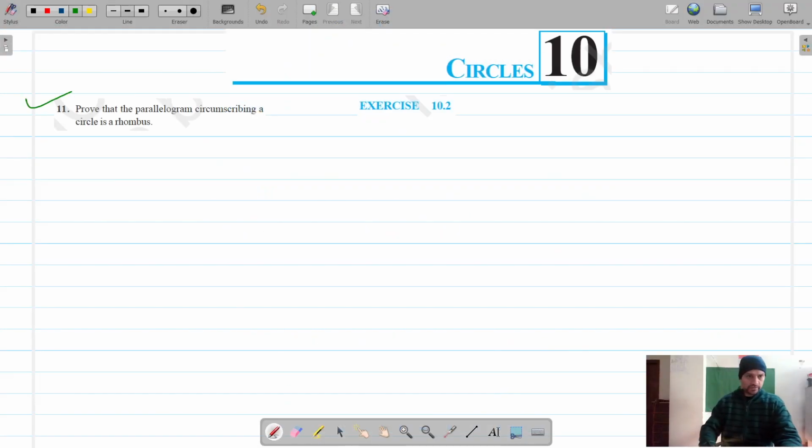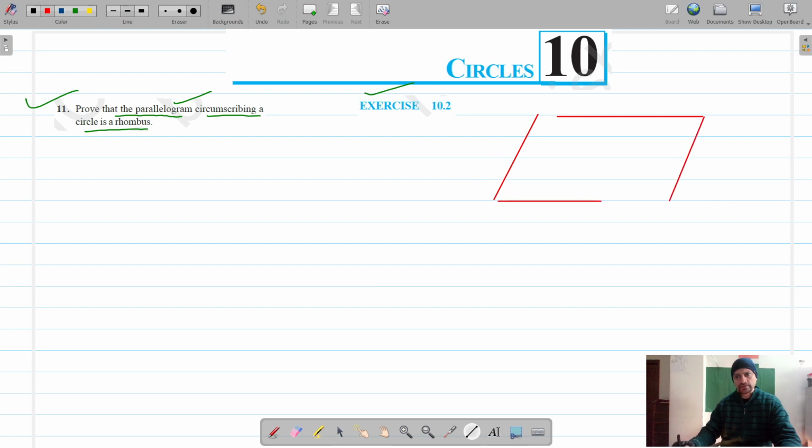Yes, welcome to Pratham Science Academy classes, and we are on to question number 11, exercise 10.2. We have to prove that a parallelogram circumscribing a circle is a rhombus. So what does it mean? Let's say this is a parallelogram ABCD and it's circumscribing a circle. That means the circle is inside it, and the circle is touching all four sides.